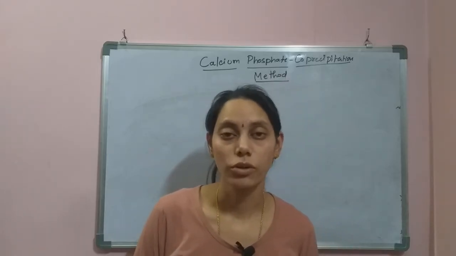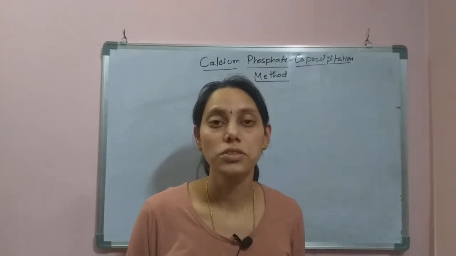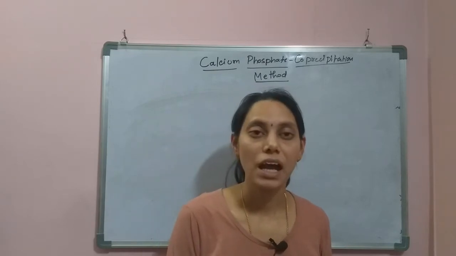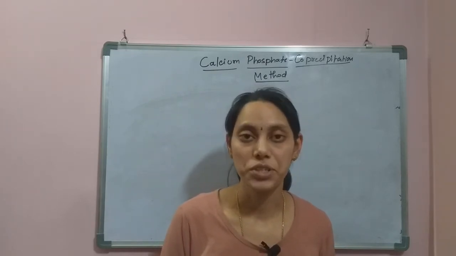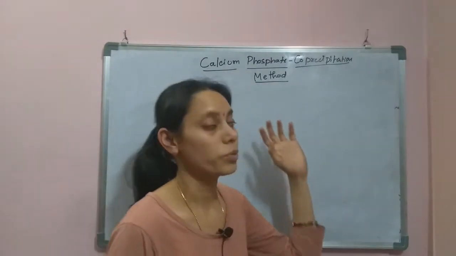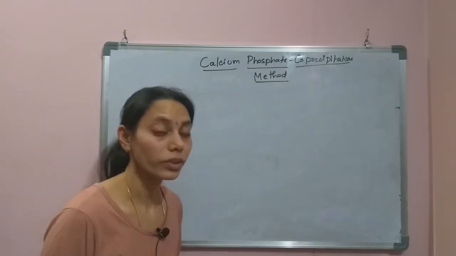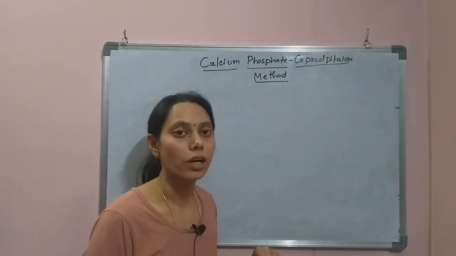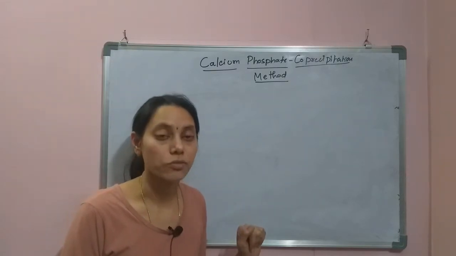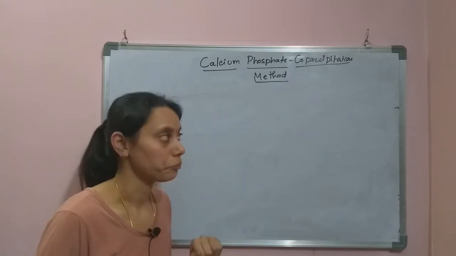In this video, we are going to discuss the calcium phosphate co-precipitation method. In the series of videos, we have been discussing different processes in genetic engineering as a part of different transformation techniques. Here we are going to discuss the calcium phosphate co-precipitation method. We are going to have the basic idea of the method, followed by the advantages and disadvantages of this method.